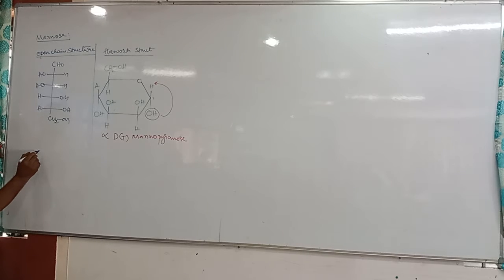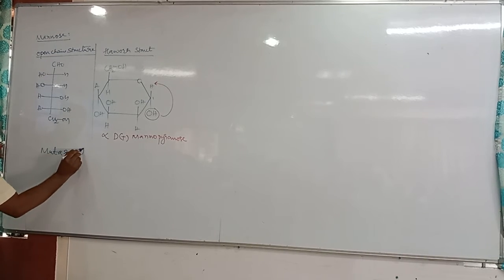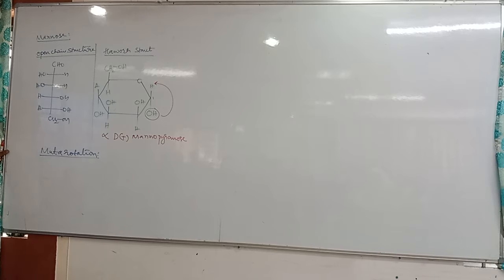Next is mutarotation. We have been using this word from the beginning of this topic. Let's see what mutarotation is. Let us take the example of glucose. As we know, glucose has two forms, alpha glucose and beta glucose. Alpha glucose can convert into beta, and beta can also convert into alpha through an equilibrium mixture.